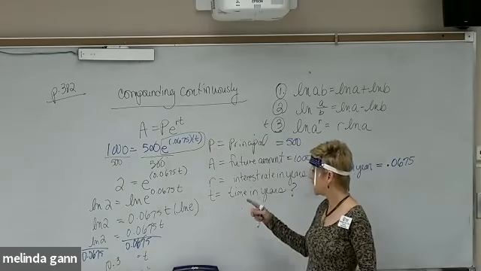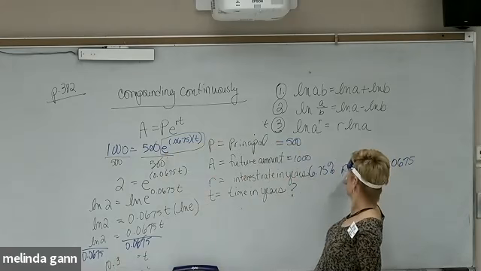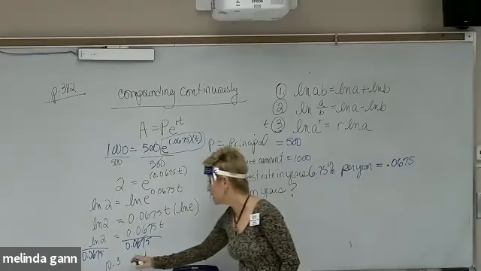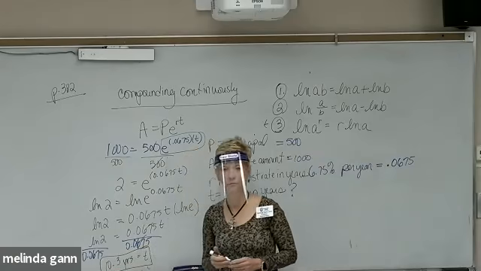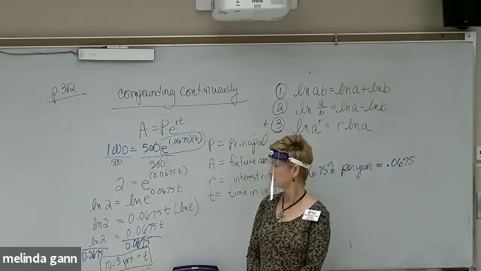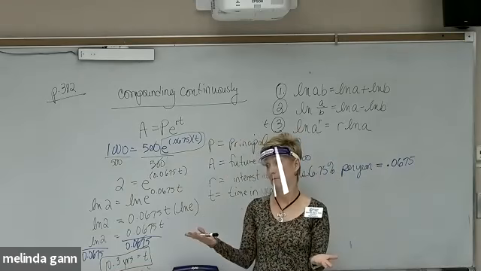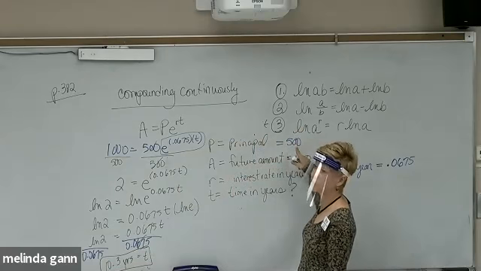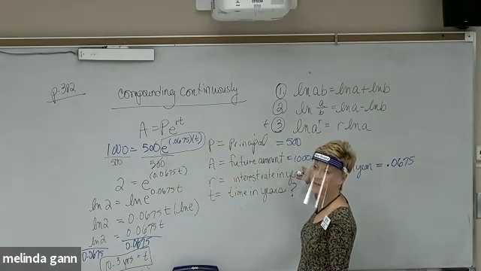Now, what time is this in? What was the interest rate in? It's in years, right? So what's the time coming out in? Years. So it'd take about 10 years for my money to double. What if they wanted the money to triple? Well, then instead of being from 500 to 1,000, it'd be from 500 to what? What's triple 500? 1,500.